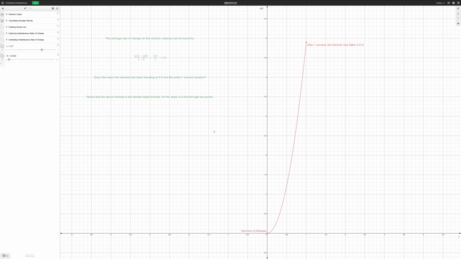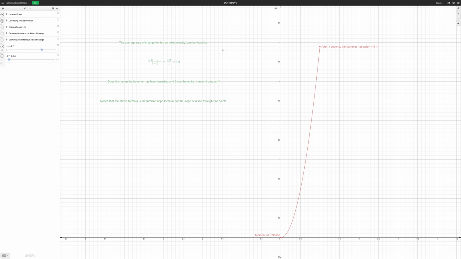And that's exactly what's going on right here. We do final position minus initial position, so 4.9 minus 0, and then divided by the change in time, 1 minus 0. Note that we really just did rise over run from this point 0, 0 to this point 1, comma 4.9. And this is exactly just your regular old slope formula.